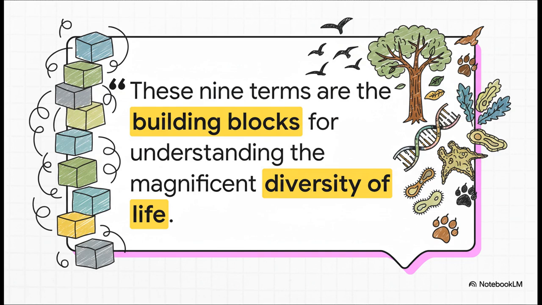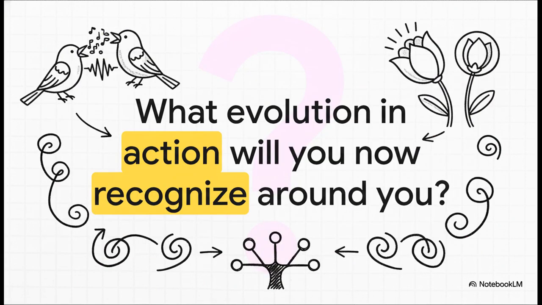So, as we wrap this up, just remember, these 9 terms, they aren't just a vocabulary list. They are the names for the active, dynamic processes of evolution. They're the fundamental building blocks that help us understand the beautiful, complex, and just magnificent diversity of life that's all around us. So I'll leave you with a final thought.